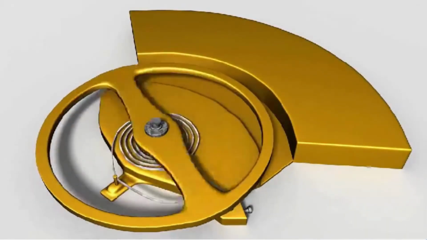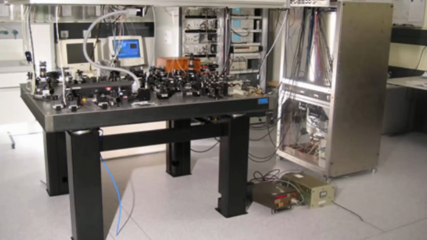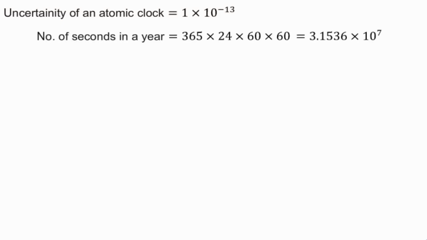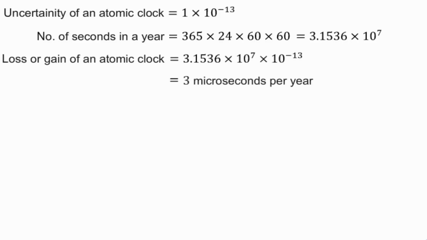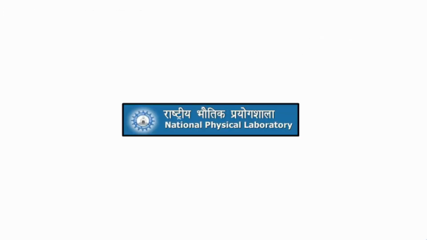The cesium atomic clock has an accuracy of 1 second in 1 million years, or an uncertainty of plus or minus 1 × 10^-13. The number of seconds in a year is 3.1536 × 10^7. Hence, the atomic clocks lose or gain no more than 3 microseconds in 1 year. That is why a set of cesium atomic clocks is used at the National Physical Laboratory, NPL, New Delhi, to maintain the Indian standard of time.